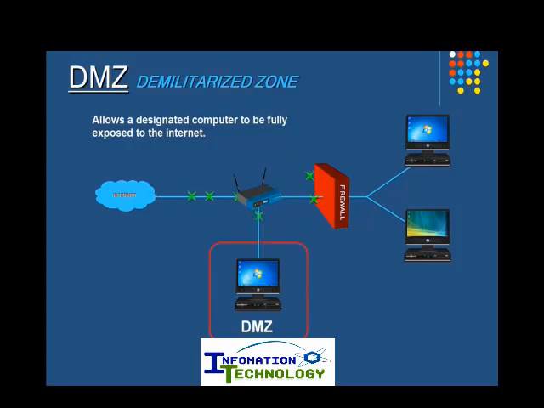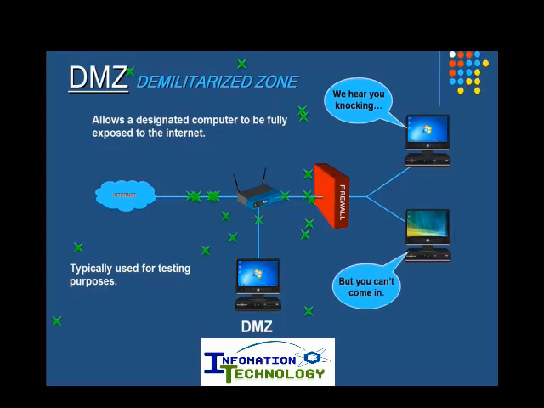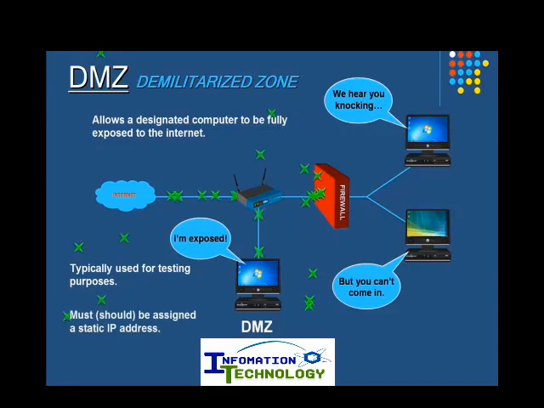The DMZ is typically used for testing purposes. So if you just set up a computer that you want to be accessed from the internet, and you're having a problem configuring the firewall and applications so that it can be accessed, you can simply bypass all firewall security and put the computer in the DMZ temporarily to make sure everything is working until you can pinpoint a problem you are having, such as a firewall setting. It's also important to note that the DMZ computer must be assigned a static IP address and not automatically from a DHCP server.